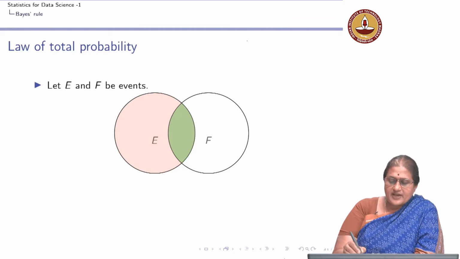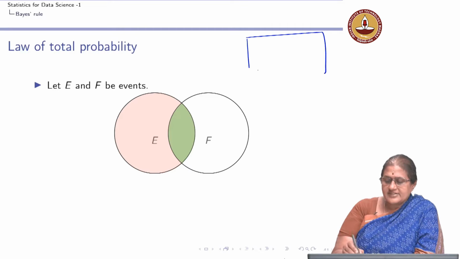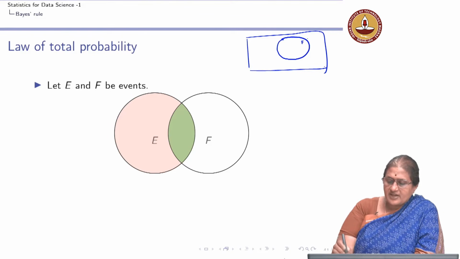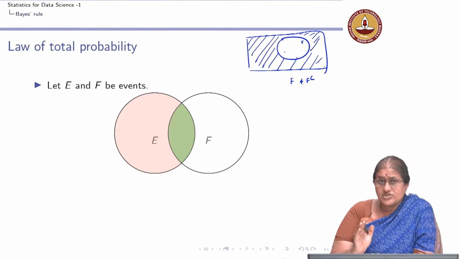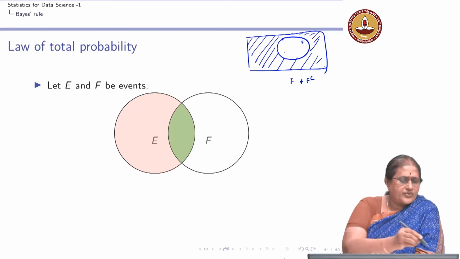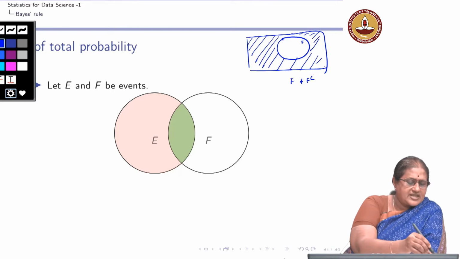In other words, if I have a sample space, suppose I have an event F which is given here. Suppose this is my event F, then this shaded region is my F complement. In other words, these are mutually exclusive events. So, F and F complement are always disjoint and mutually exclusive.